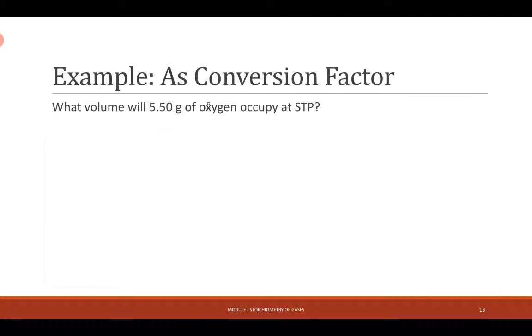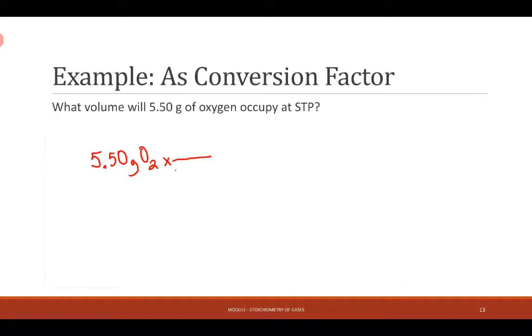We can also use this molar volume at STP as a conversion factor in our math. That way we can calculate the actual volume at STP. So this example problem reads, what volume will 5.50 grams of oxygen occupy at STP? So when we write this out, we have oxygen. Oxygen, we have to remember, is a diatomic element. It's one of our diatomic 7. That'll help us get its molar mass correct.